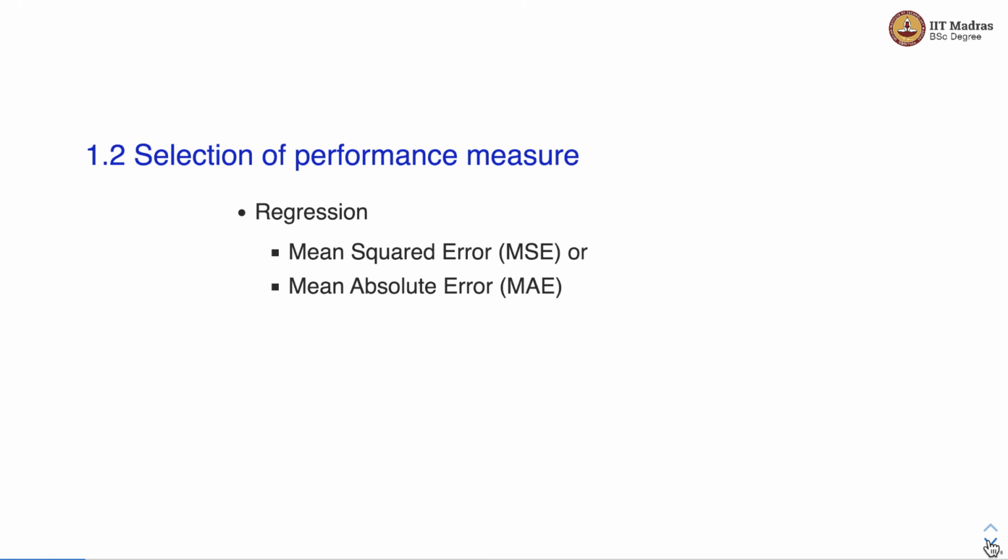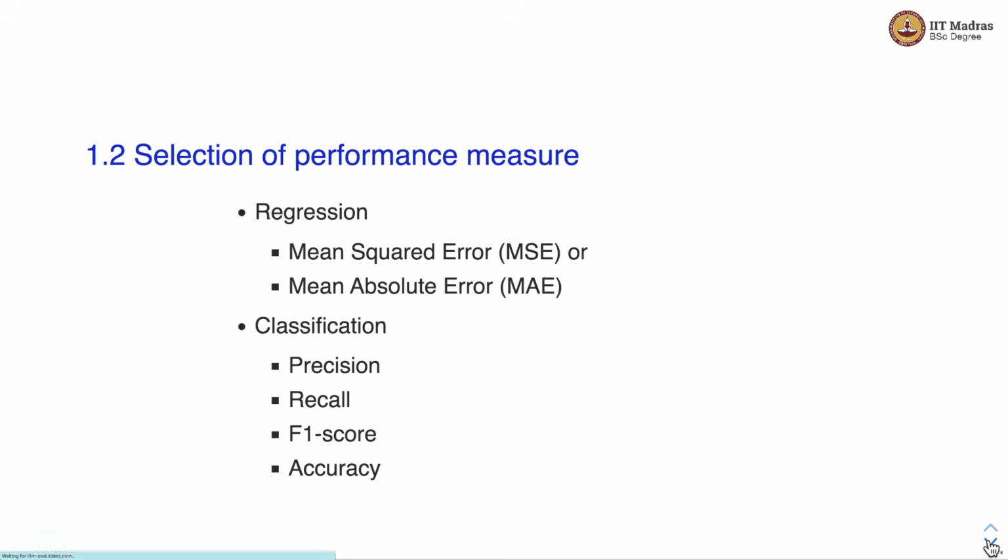The next part of the process is to select the appropriate performance measure. For regression, we use mean squared error or mean absolute error as performance measures. For classification, we have precision, recall, F1 score, and accuracy as performance measures.